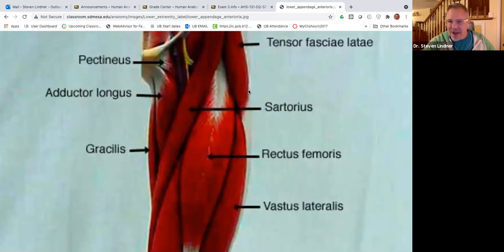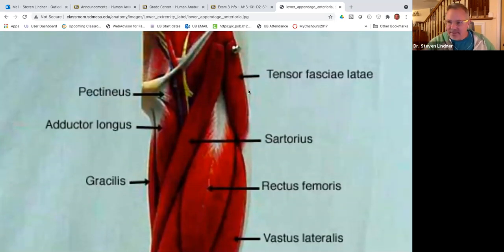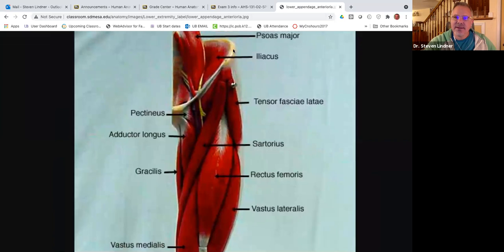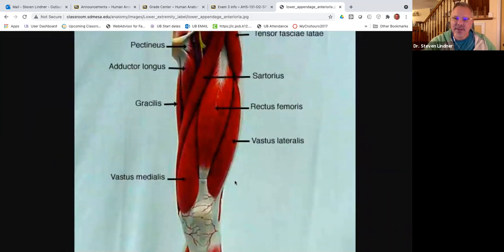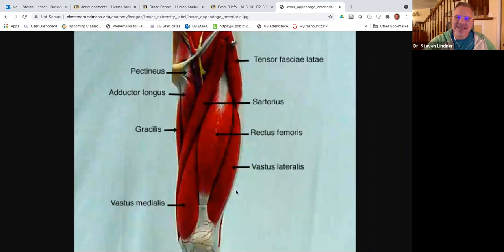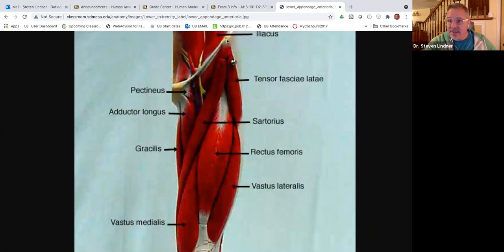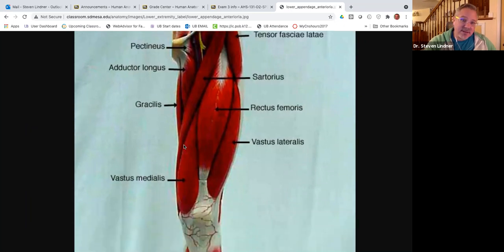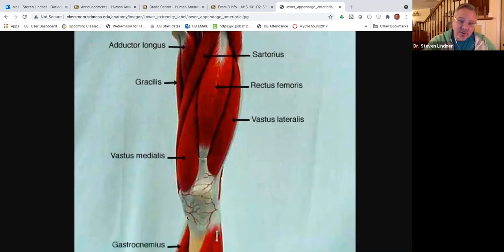That band or tract is called the iliotibial band or the iliotibial tract, because it goes from the ilium down to the tibia. So the TFL, the tensor fasciae latae, although it originates on the ASIS, it inserts on the iliotibial band. The Sartorius originates on the ASIS and inserts medial to the tibial tubercle on that region called the pes anserine.